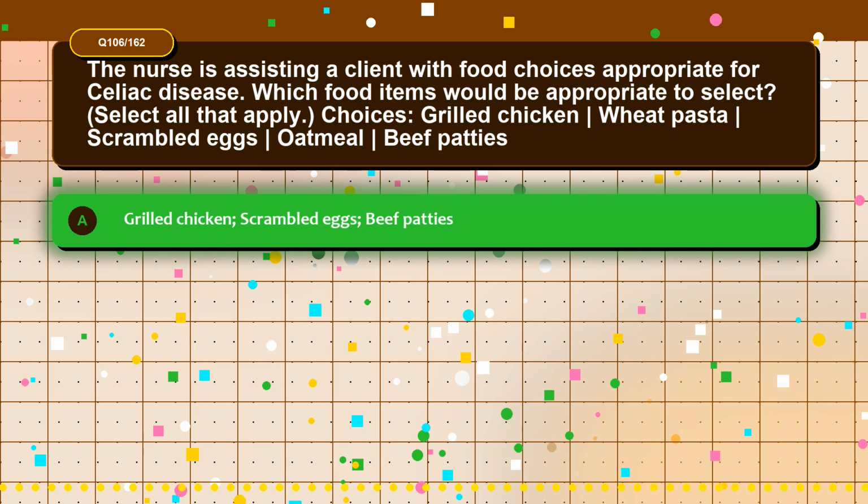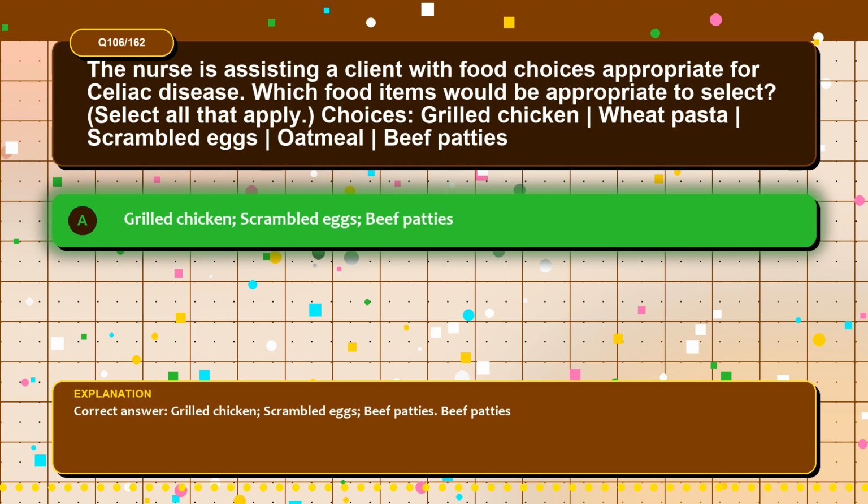The correct answer is option A. Grilled chicken, scrambled eggs, beef patties. Correct answer: grilled chicken, scrambled eggs, beef patties.